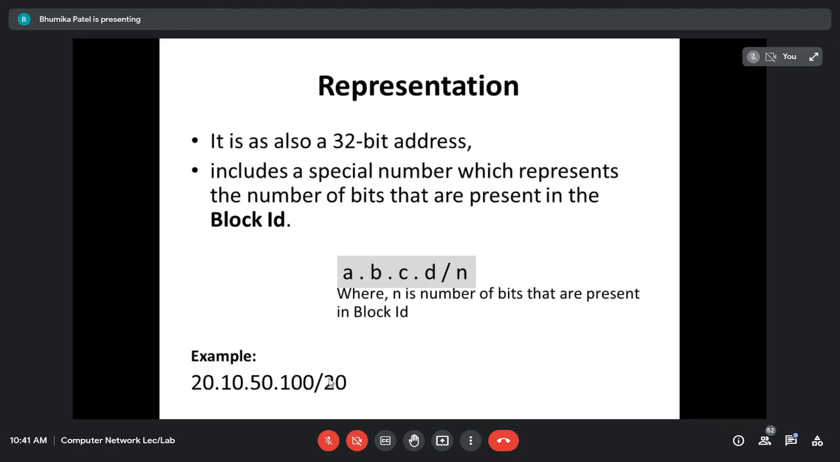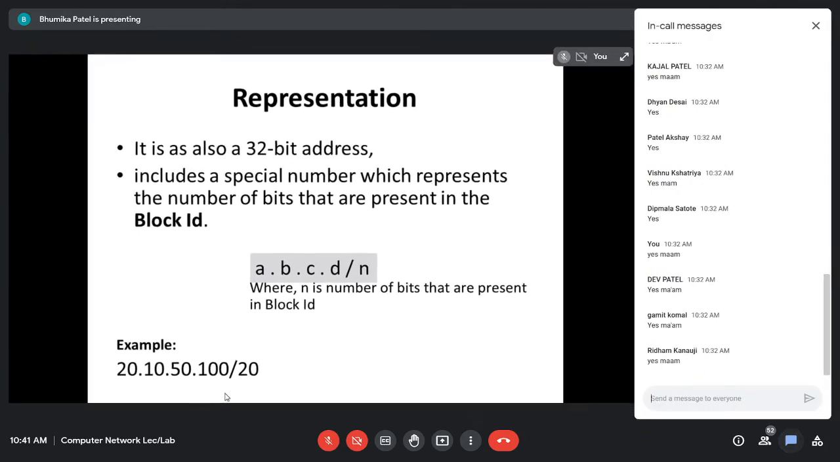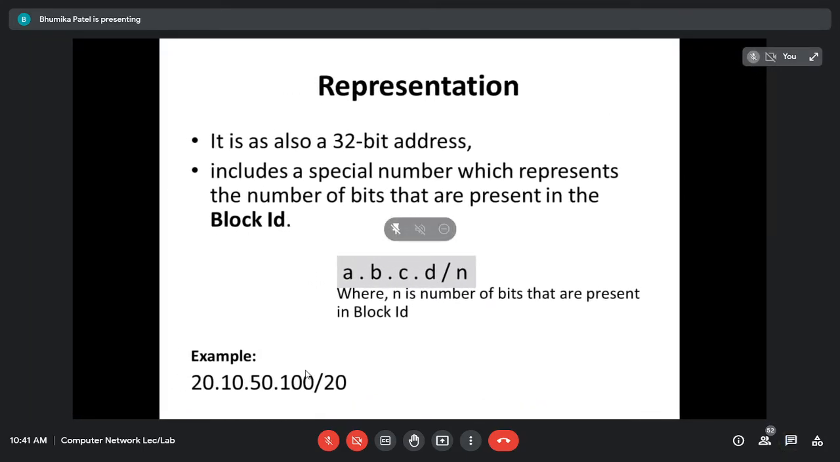Yes or no? Yes, ma'am. Okay, so 32 minus 20 it will be 12. So total how many IP addresses will be there? 2^12. Okay, total 2^12 IP addresses are given to us. So from this slash notation we will be able to identify how many IP addresses are given to us. So this slash notation will always represent the number of the bits in the block ID portion. As you can see here 20.